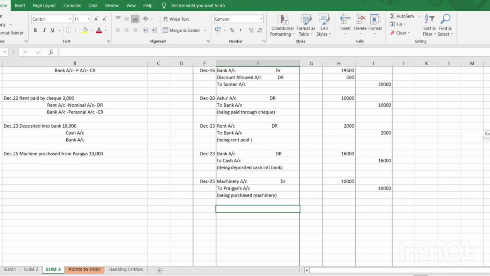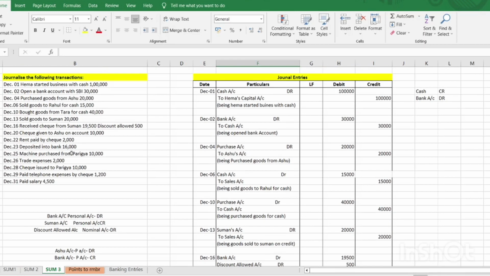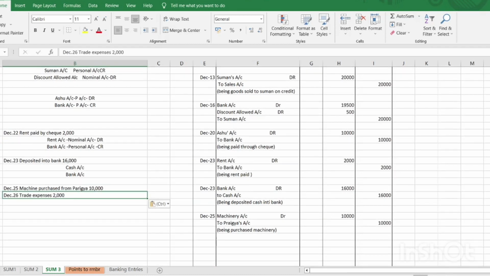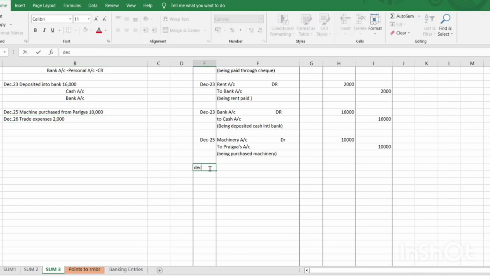Next entry we have on December 26th, trade expenses 2,000 rupees. Trade expense is a nominal account, it's an expense for us, so it's debited. Trade expenses account debit to cash account for rupees 2,000, being trade expense paid.